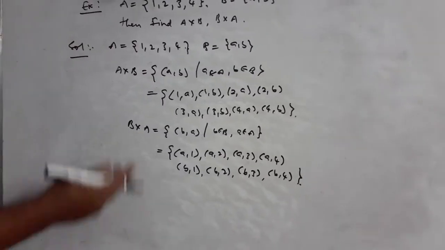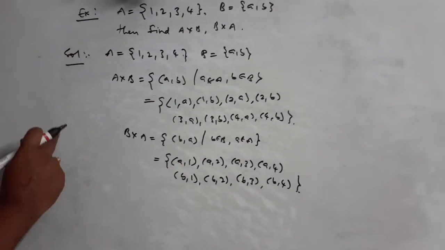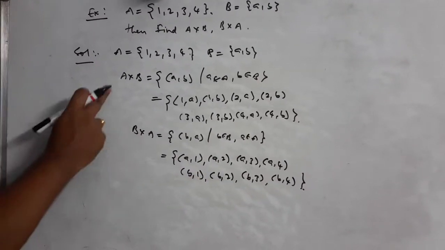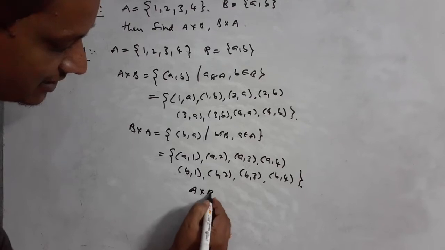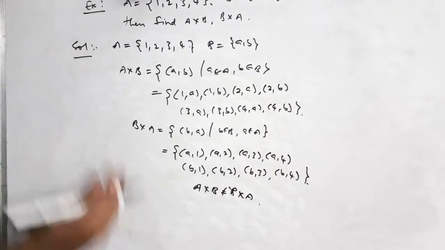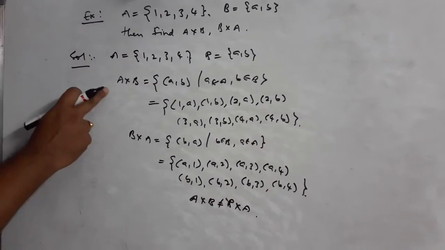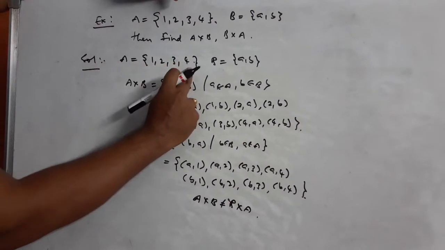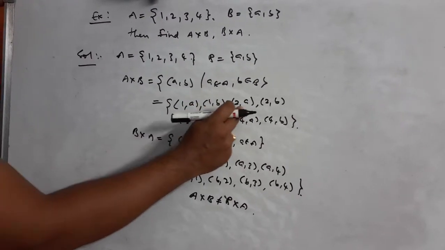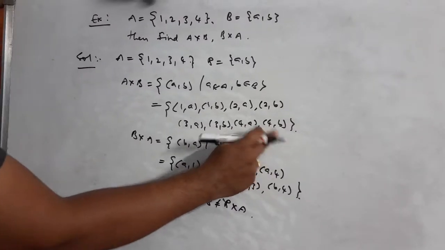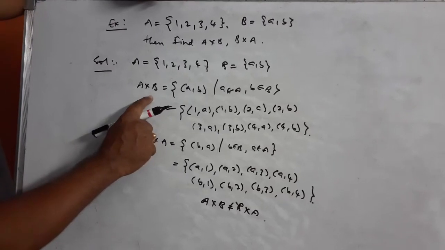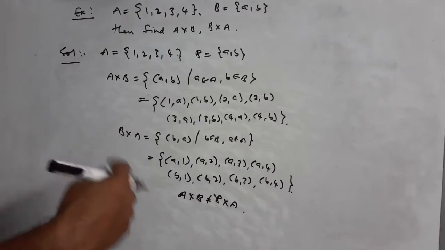So here (1, a) is not equal to (a, 1), and (1, b) is not equal to (b, 1). So we can clearly see that A cross B is not equal to B cross A. Now see here, A contains 4 elements, B contains 2 elements. A cross B contains 1, 2, 3, 4, 5, 6, 7, 8 elements. It is nothing but 4 into 2, 8. So the number of elements in A cross B is equal to n(A) into n(B).